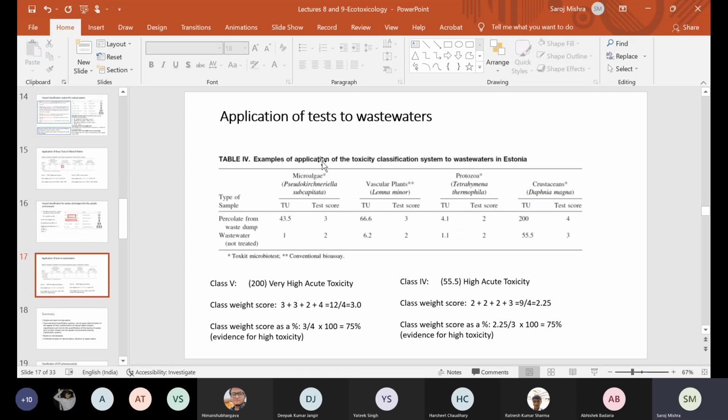Okay, so now again, these are the examples which are being given to you from two different wastewater bodies. This is a percolate from a waste dump, wastewaters in Estonia. So two sites they have identified. And again, microalgae test is done, vascular plant, the protozoa, and the Daphnia test is given. So the toxicity unit, which is defined under the microalgae, is 43.5. The test score assigned is 3.